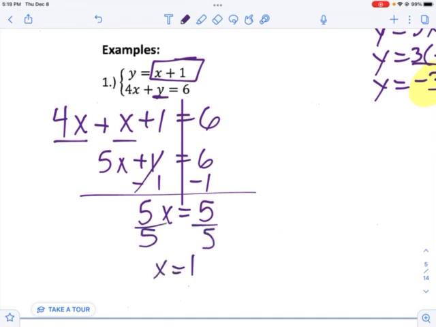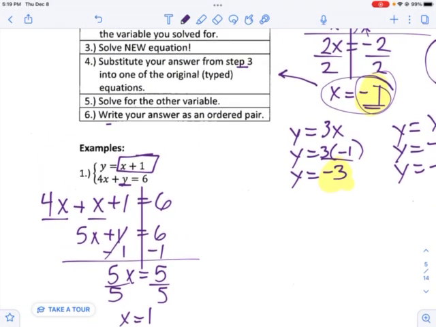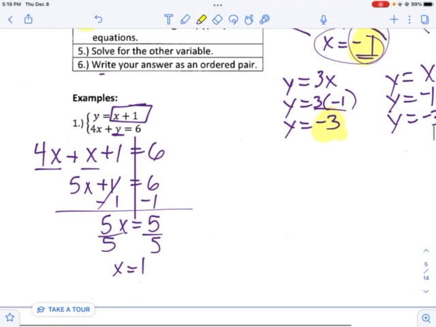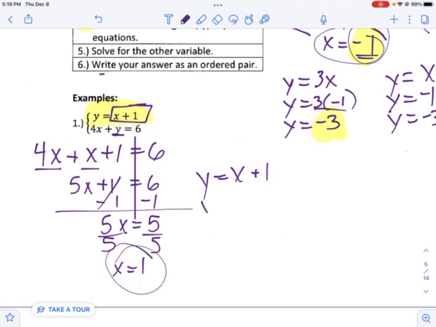Now for this equation, to go find my other variable, which happens to be my y, I'm going to substitute my answer from step 3 into one of the original equations. Can you see that the top equation is most likely easier? Y equals x plus 1, but I'm going to substitute the value. I got 1 plus 1. That seems a lot easier than using that second equation. So I have a value for y is 2. All right, and then step 6, write your answer as an ordered pair, 1, 2.